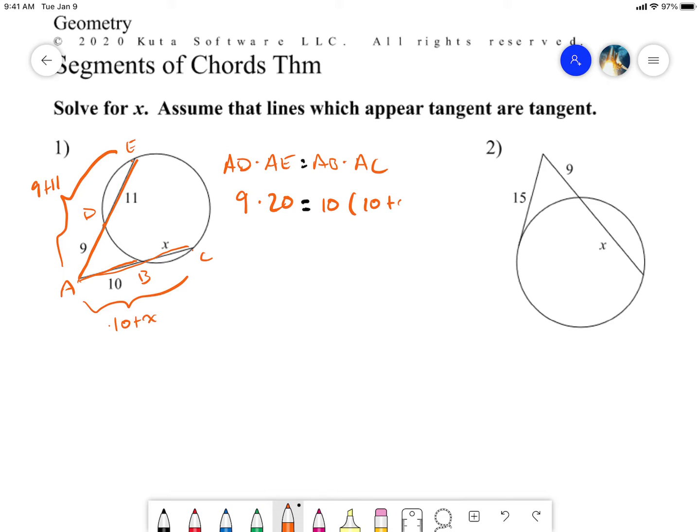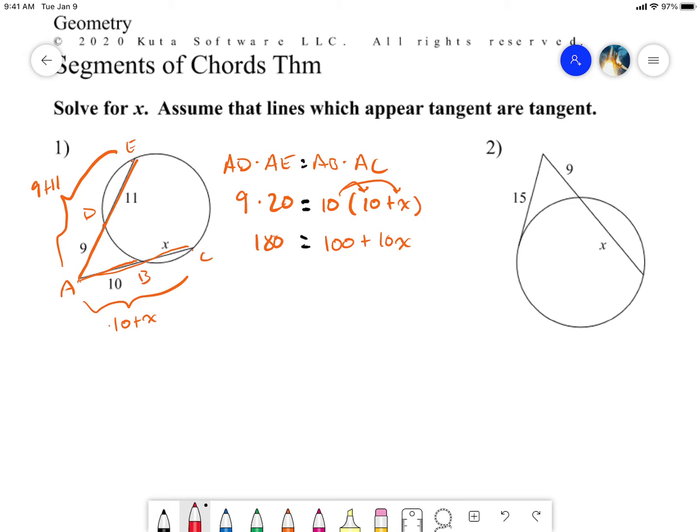So this is 10 plus x. 9 times 20 is 180. And then when I do this part, I have to distribute. So I have 100 plus 10x. And then from here, it's just simple algebra, okay?